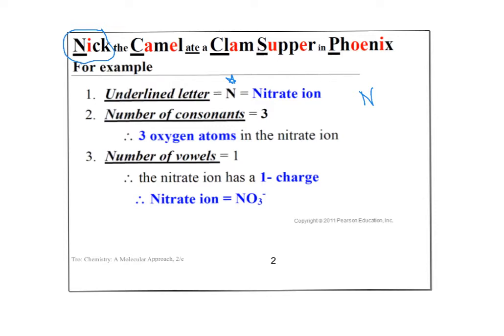And then in the word Nick, there are 3 consonants. If you're not good at English, N, C, and K are the consonants. So we get O3. And then in the word Nick, there is 1 vowel, that's the I, and nitrate has a -1 charge. So that's how we can figure out the formula for nitrate, the ATE polyatomic with nitrogen.